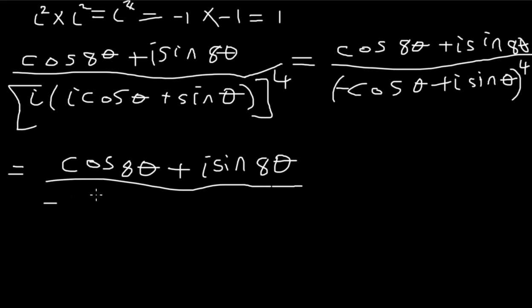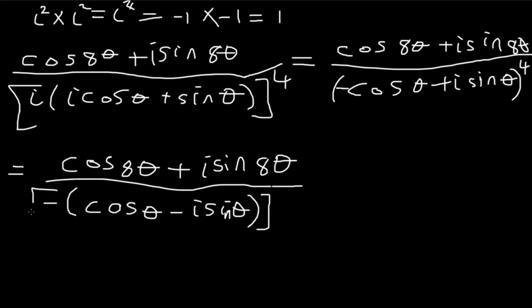So I'm going to write the negative like that, and then I'll open the brackets, and then I'll say cos theta minus I sine theta like that, with everything raised to the power 4. Follow me properly here. Then equals.